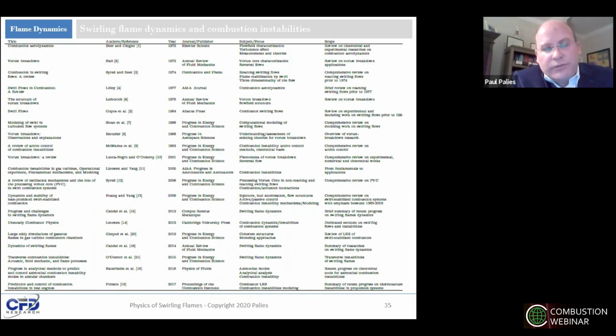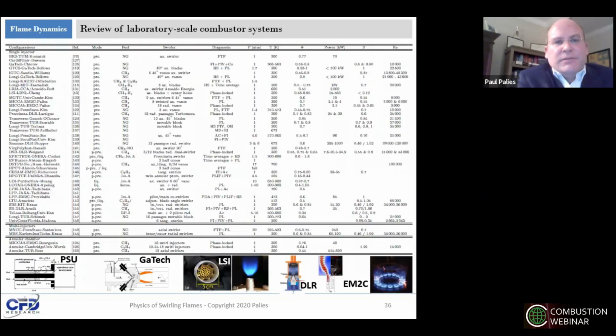It has been applied to diffusion flame. Then the shift has been on control. Then on premixed combustion more, and that's more recently has been the phases. So that brings me to a review of laboratory scale combustor system.